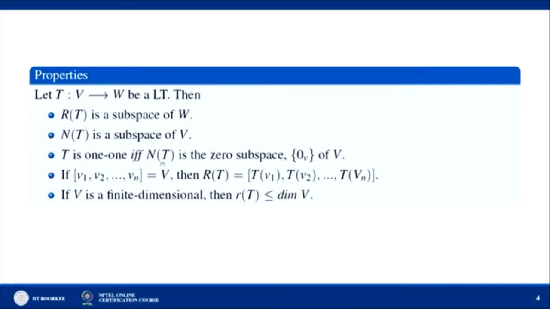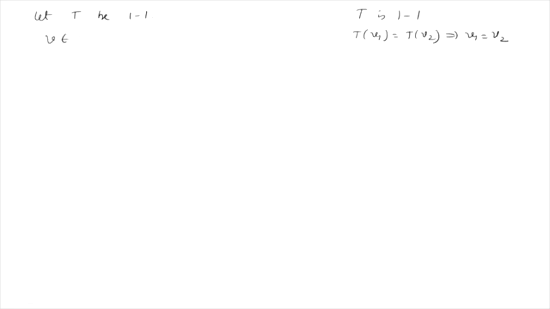The next is, T is 1 to 1 if and only if the null space is the zero subspace, the singleton set {0} of V. The proof is again simple, so let us discuss. T is 1 to 1 means T of v1 equal to T of v2 should imply v1 equals v2 for all v1, v2 in V. Now let us first take T to be 1 to 1, and we have to show that the null space of T is the singleton {0} of V. Now T is 1 to 1, let v belong to the null space of T. If we show that v is nothing but 0 of V, then we are done.